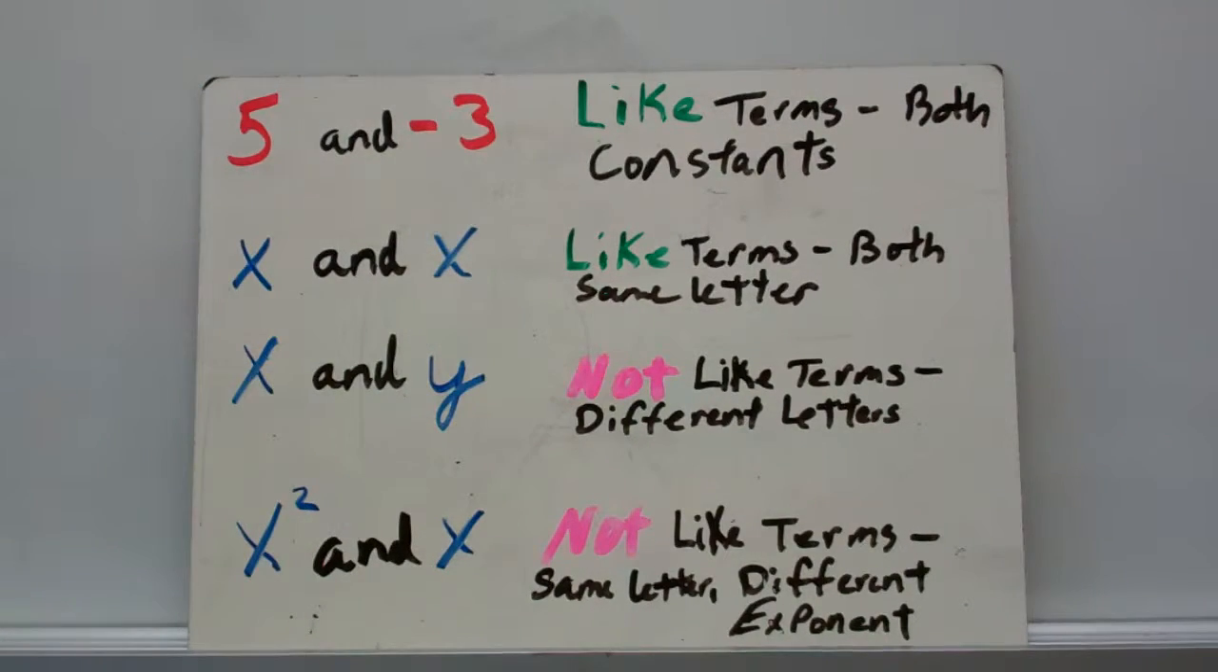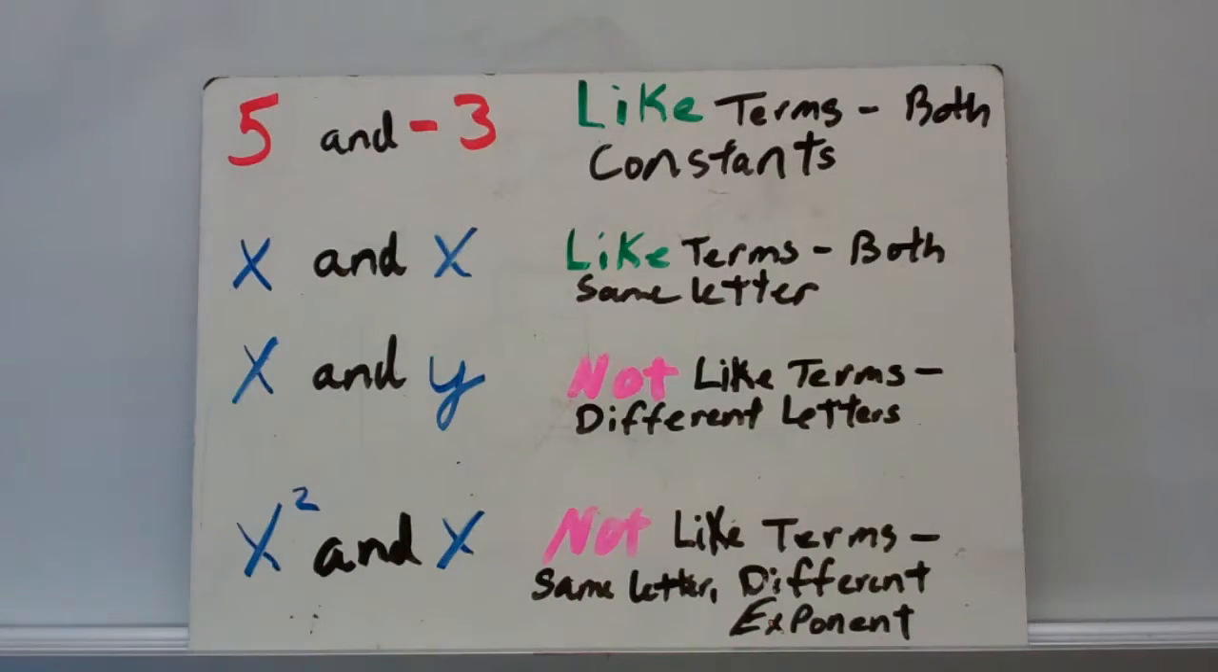Okay. Our next example, we have x and we have y. Those variables are different. They are different letters. They are different bases. They are both raised to the same power, but the bases are different, so we can stop there.